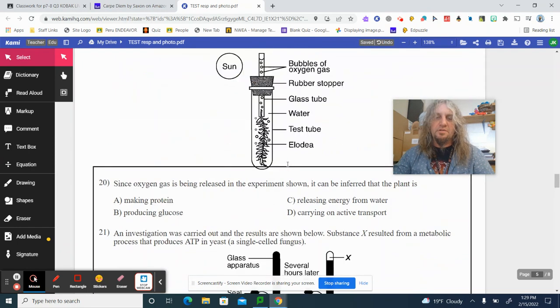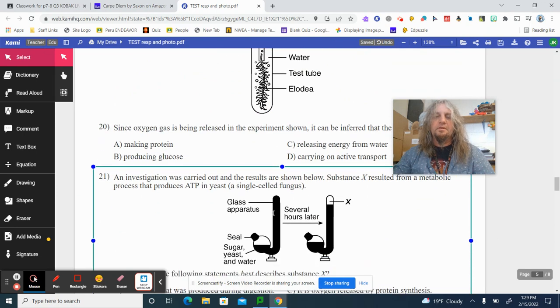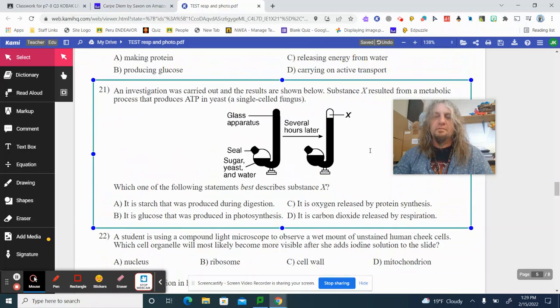All right, let's do question 21. Oops, I missed it. There we go. Question 21. An investigation was carried out and results are shown below. Substance X resulted from a metabolic process that produces ATP in yeast, a single-celled fungus. You can see this is the glass apparatus. It looks like the letter J. It's sealed, has sugar, yeast, and water in it. And then several hours later, it looks the same except for there's a space marked X.